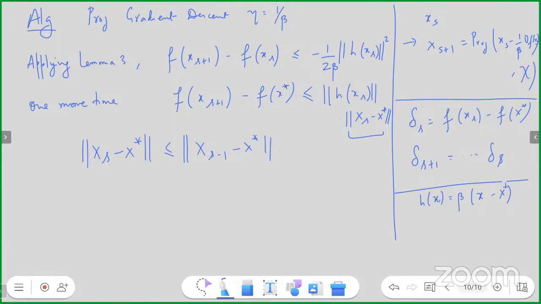That's correct. What was x plus? X plus was nothing but the projection. So how can I write this as the left hand side? Can I write it as xs minus 1 minus 1 by beta h of xs minus 1 minus x star? Let's take this quantity here. Is that correct?